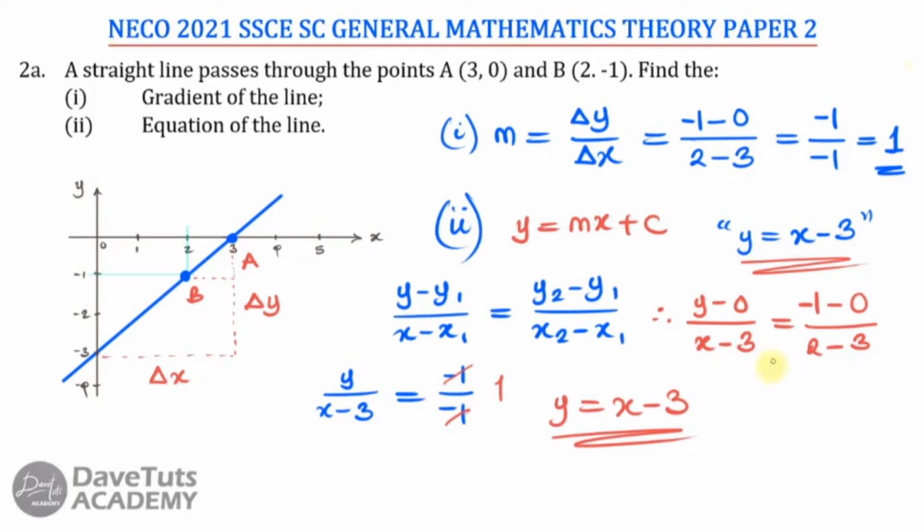So the understanding of all these simple techniques in mathematics can help you sort out this question, and you'll be able to solve your question on the fly, and you are sure that yes, what I did was the right thing and I'm on my way to excellence. So we have gotten our gradient to be 1 and the equation of the line to be y is equal to x minus 3. Alright.